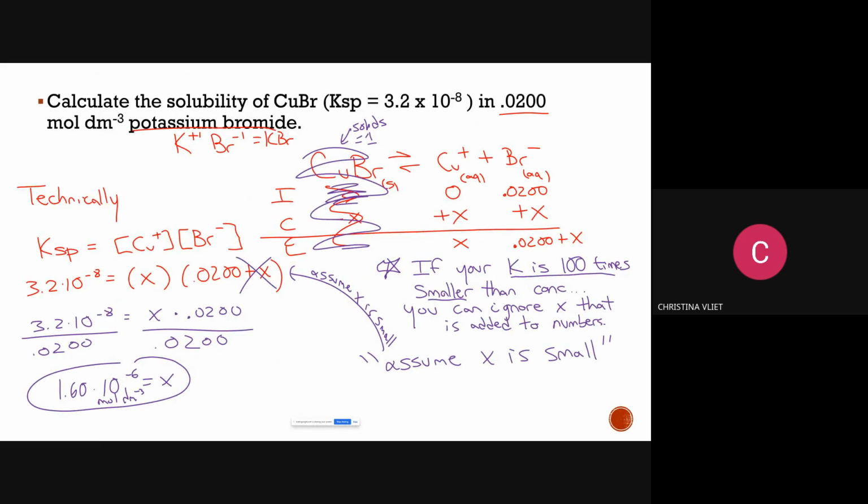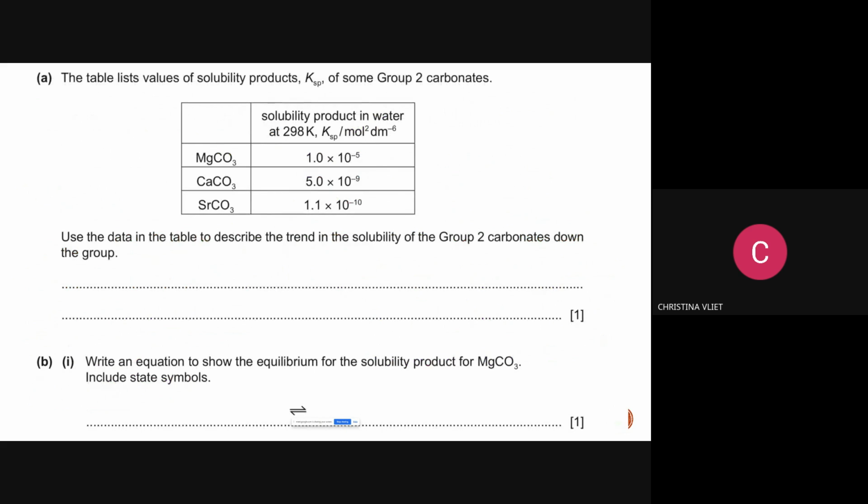We'll practice this more. Let's take a look at a Cambridge Paper 4 question. The table lists Ksp's for some group 2 carbonates. Use the data in the table to describe the trend in the solubility of group 2 carbonates down the group. So find your keyword: describe the trend. It says use the data.